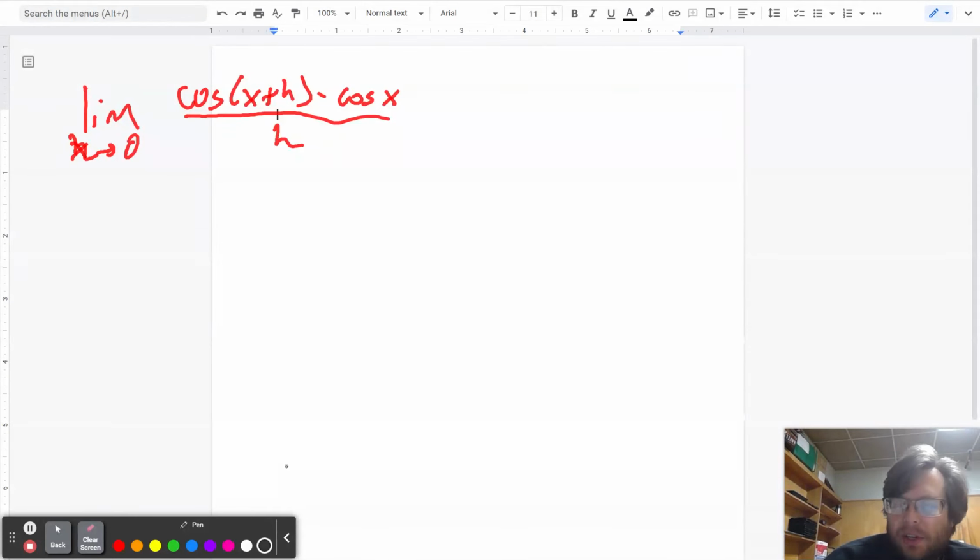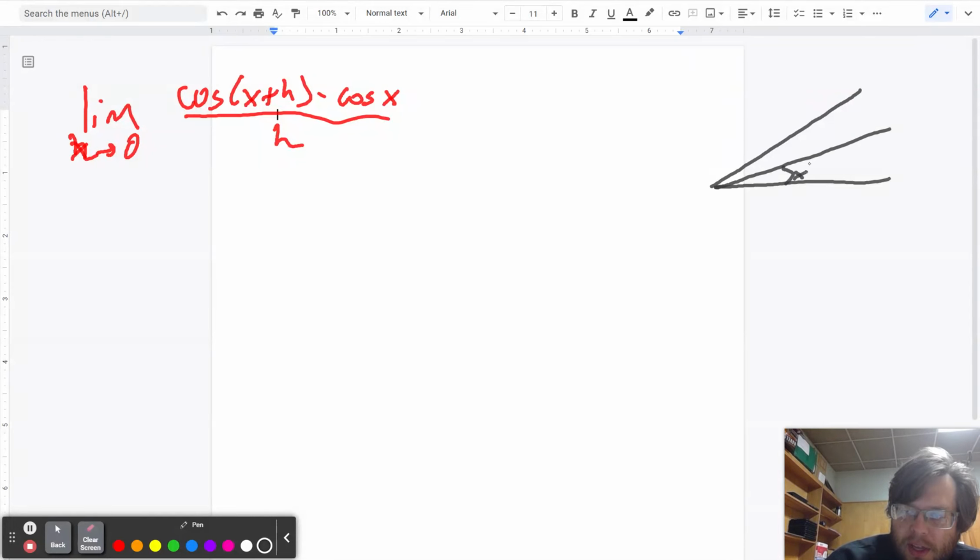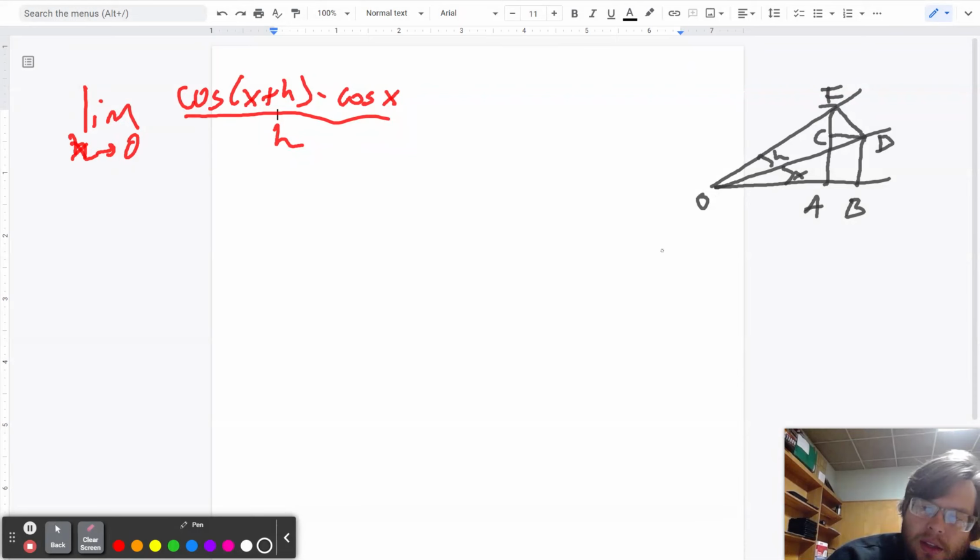And I really suggest you watch that first video because it's the same basic diagram as before, where I have x and I have h. So I'm just going to go through it a little quicker in this video, where I build my construction like this and start to label A, B, C, D, E. The cosine of x plus h is equal to OA over OE.